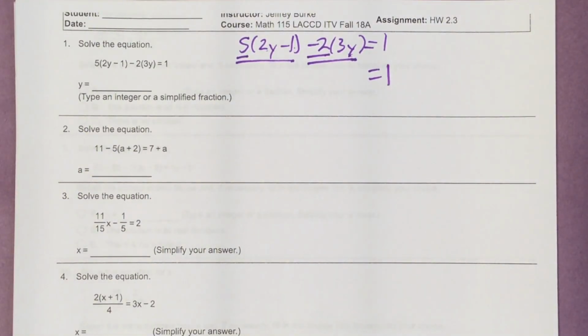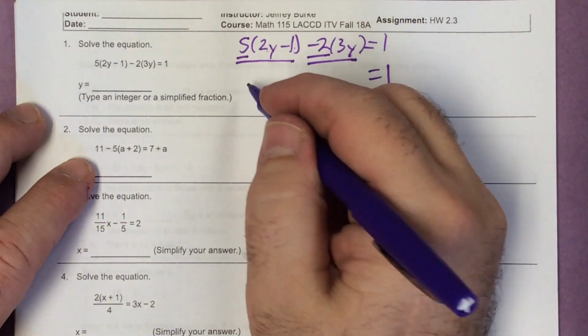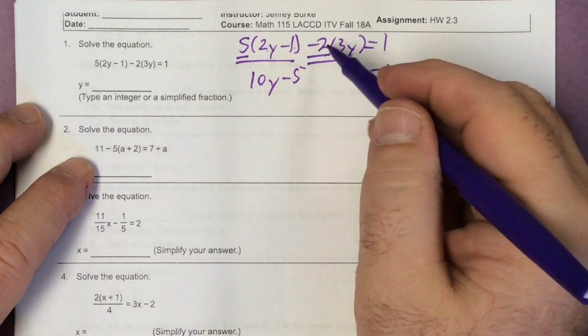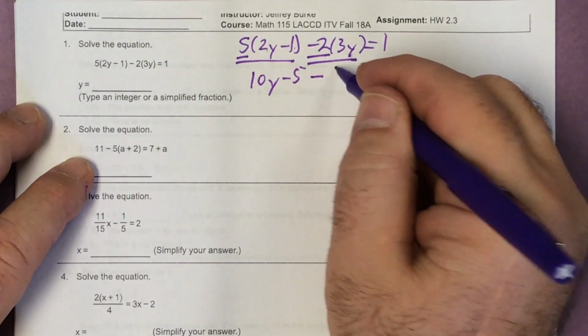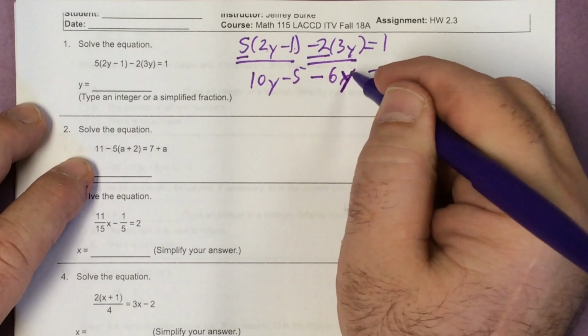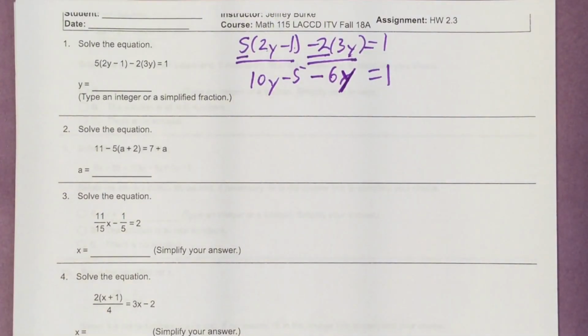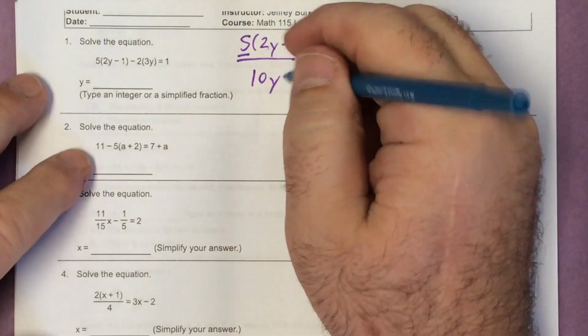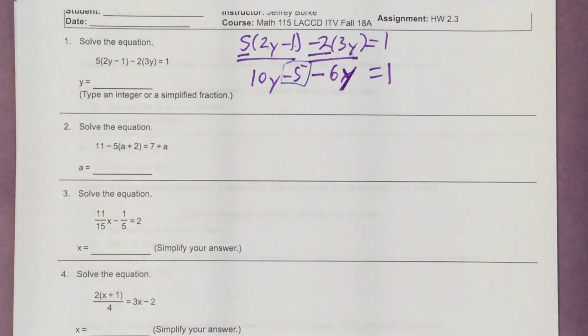So let's see what changes happen here. 5 times 2y, that'll give us 10y. 5 times negative 1 will be negative 5. Negative 2 times 3y is going to be equal to negative 6y. And now I no longer have any parentheses in the question. So one thing we mentioned in class yesterday, we're going to try to get the variables to one side and the numbers to the other side. So the only thing I need to move at this point is, I'm going to go ahead and move this minus 5 to the other side.